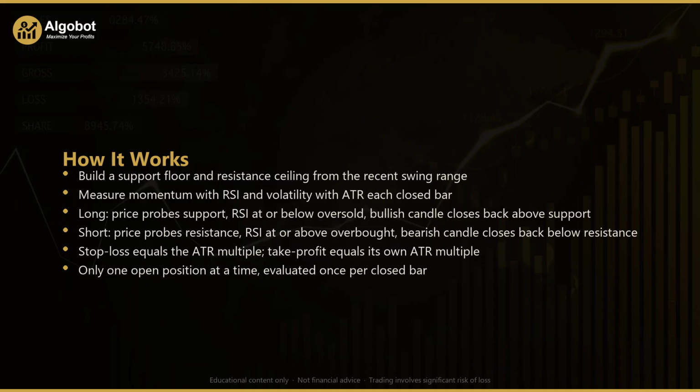Exits are handled entirely by the stop loss and take profit attached to each order, both expressed in ATR multiples. On a long, the stop sits below entry by the SlAtrMult value, a default of 1.5 times ATR, and the target sits above entry by the TpAtrMult value, a default of 2 times ATR. On a short, those distances flip to the other side. With the default settings, that's a reward to risk of roughly 1 1/3 to 1. Because only one position runs at a time, the strategy stays focused on a single idea until it resolves.